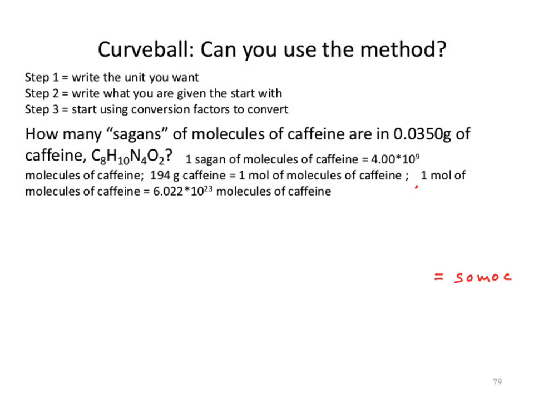Okay? Which means when we go back up to the question, this isn't how many Sagans of molecules of caffeine, this is how many SOMOCs are in 0.0350 grams of caffeine. We already made a simplification in the sentence. Does it actually spell out grams? No. It shows G. So 0.0350 what?